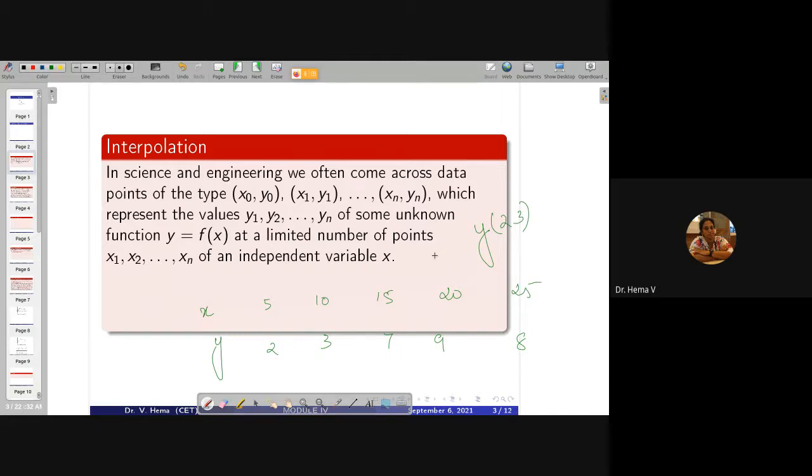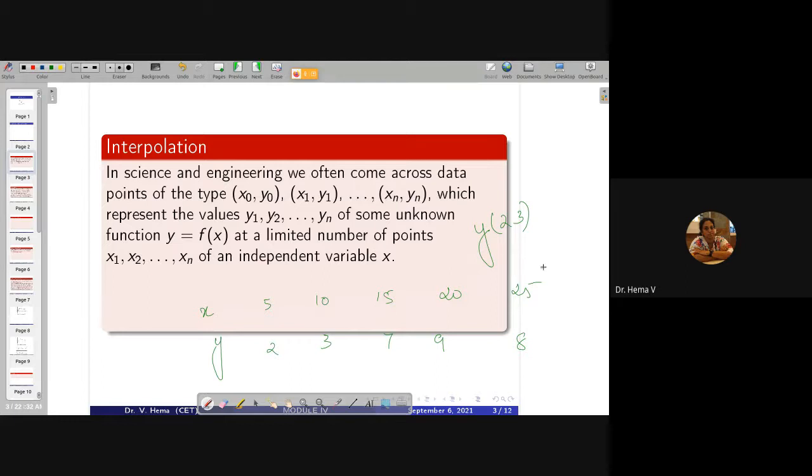In engineering this has lots of importance, because when you conduct certain experiments, sometimes you are restricted to finding the data values at only certain points. So to find the intermediate values, you can try interpolation methods. There are lots of interpolation methods available in numerical techniques. Here you are going to study two types. One is Lagrange's interpolation method, and the other is Newton's forward as well as backward interpolation method.